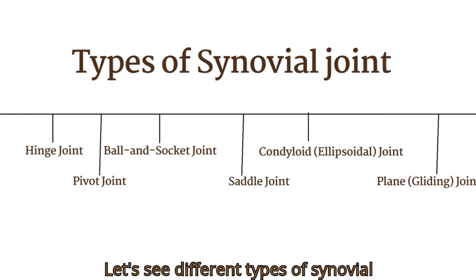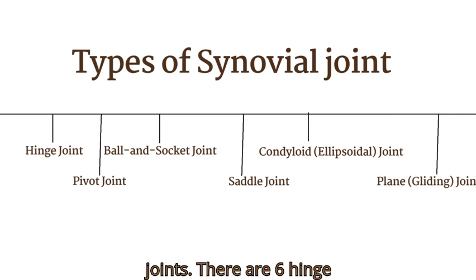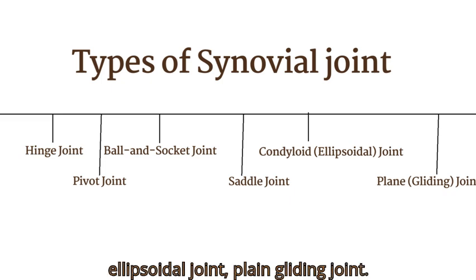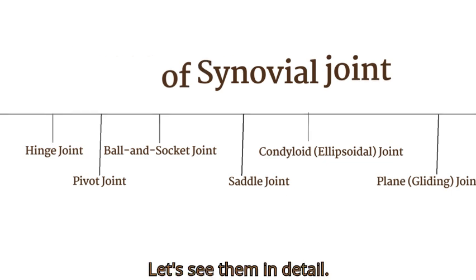Let's see different types of synovial joints. There are 6: hinge joint, pivot joint, ball and socket joint, saddle joint, condyloid or ellipsoidal joint, plane gliding joint. Let's see them in detail.